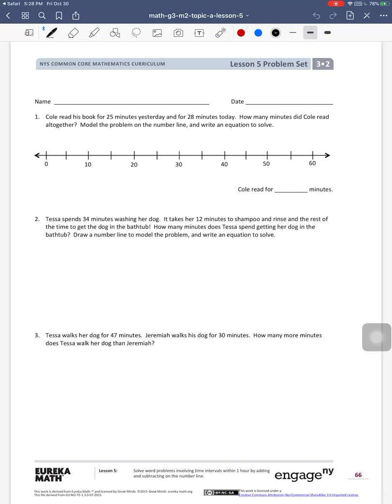Okay, so I'm going to bracket 25 minutes. I'm going to start at the 0 and make a little bracket to the 25. Right there is 25 minutes. I'll write it right here.